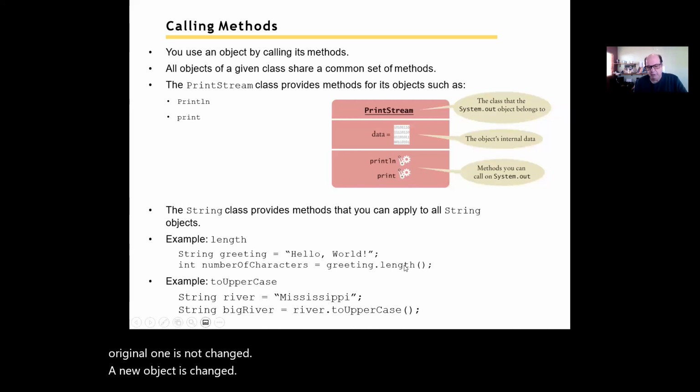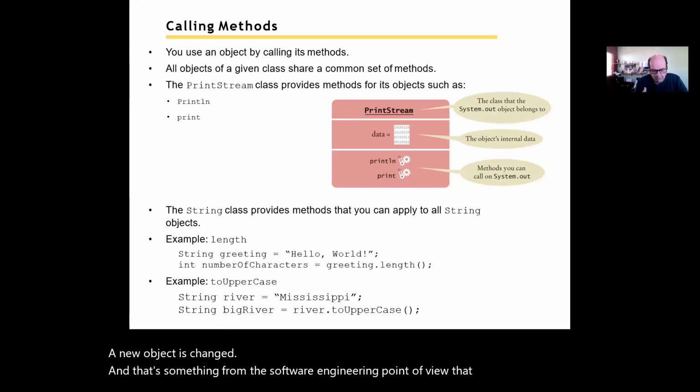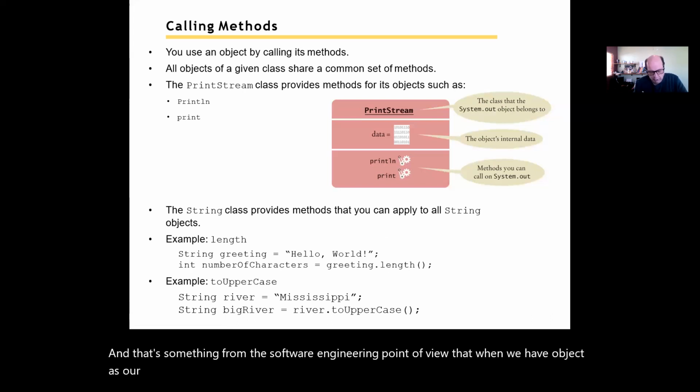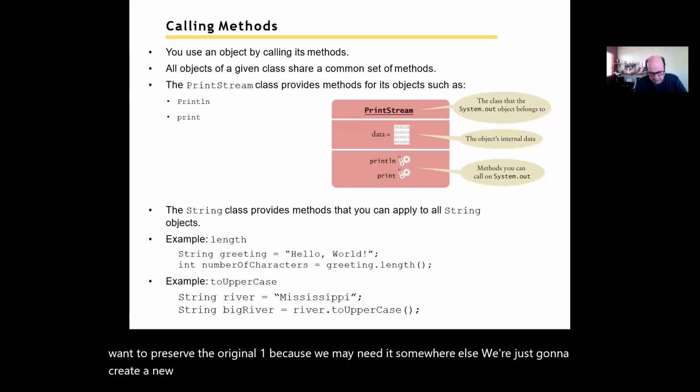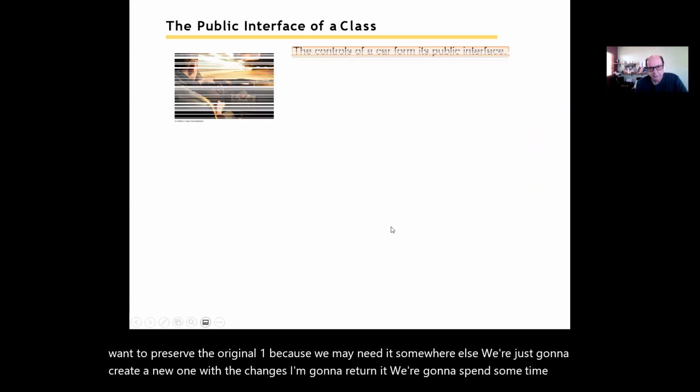And that's something from the software engineering point of view: when we have objects as our parameters, sometimes we don't want to change the original one most of the time. We want to preserve the original one because we may need it somewhere else. We're just going to create a new one with the changes, and we're going to return it. We're going to spend some time on clearing those things out.